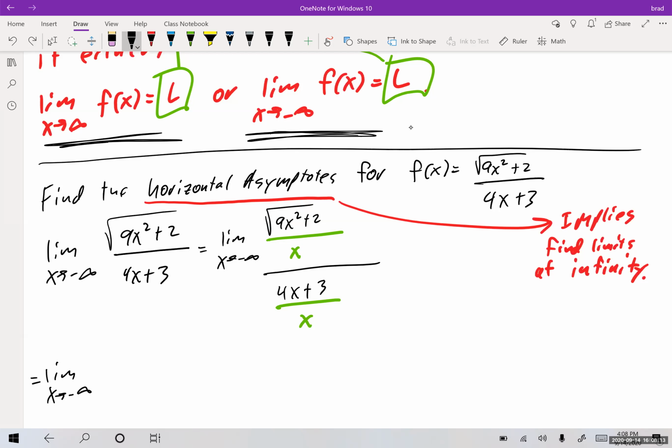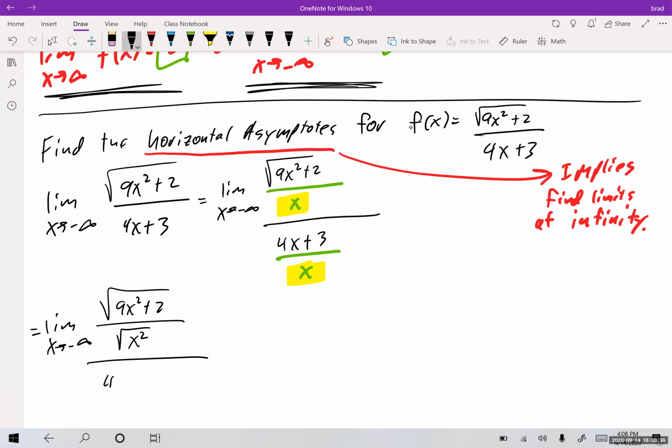I have to rewrite this as the square root of 9x squared plus 2, but it has to still be worth the same. I can't change the value. And notice this is legal because dividing by x over x is really the same as multiplying by 1. So I'm going to change this to the square root of x squared divided by 4x over x plus 3 over x. I split this like this and rewrote this as the square root of x squared. Now, what is the square root of x squared? It's just x. So I've literally done nothing. I haven't changed the problem at all.